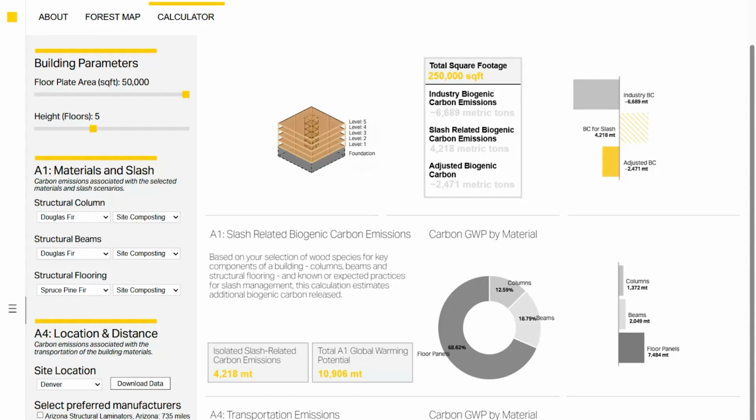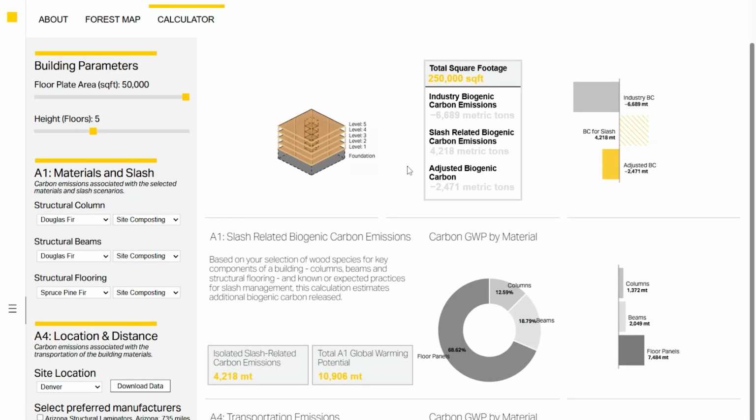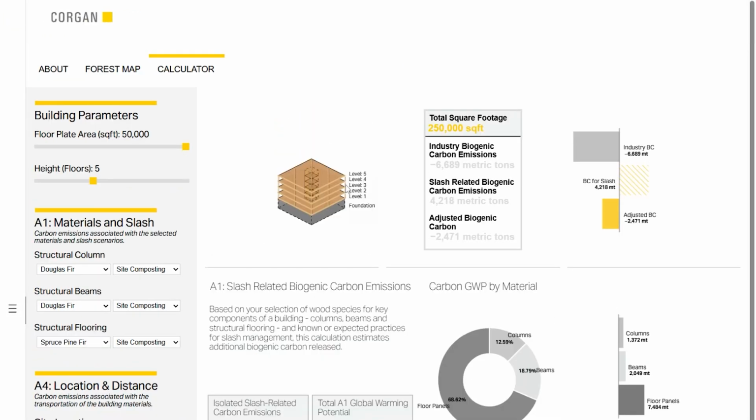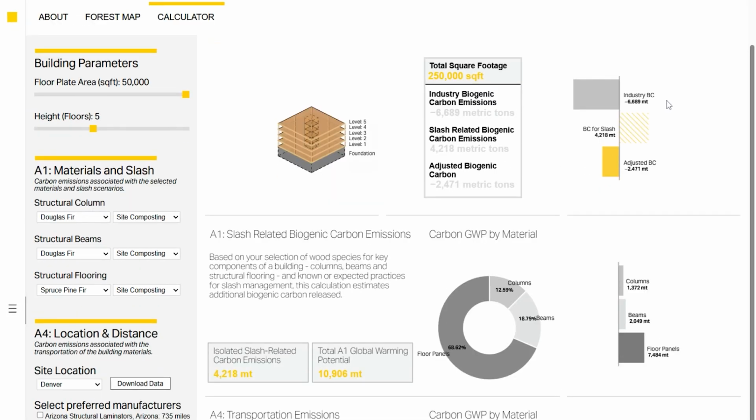So I'm going to share my screen here and I did a little mock-up while you were talking. So like a 50,000 square foot building, 5 floors, used Doug fir for columns and beams, and then SPF for the flooring, just assuming everything was slash composted, and then plop this building in Denver supplied by SmartLam. So if I'm looking at this right here, in the top, we've got our building dimensions, total square footage, etc. Walk me through the industry biogenic carbon, this top gray box right here.